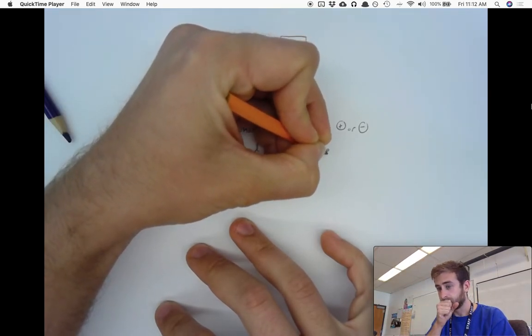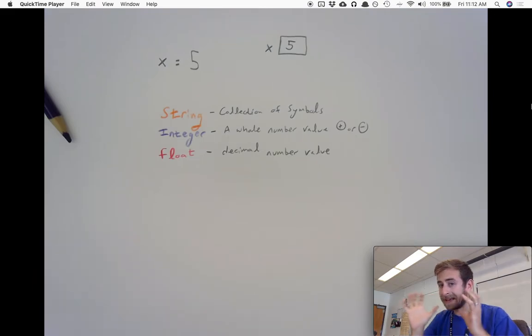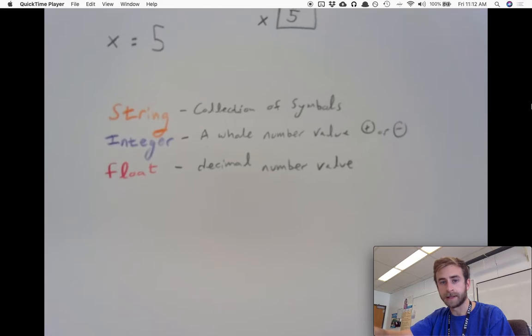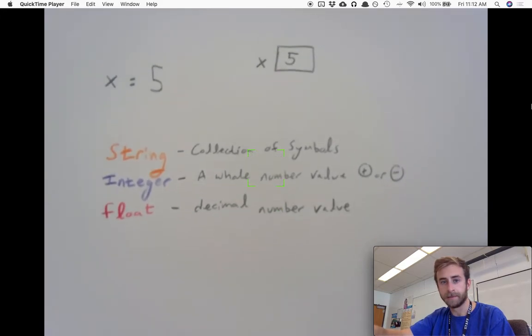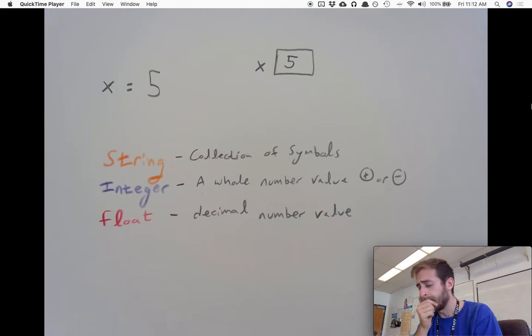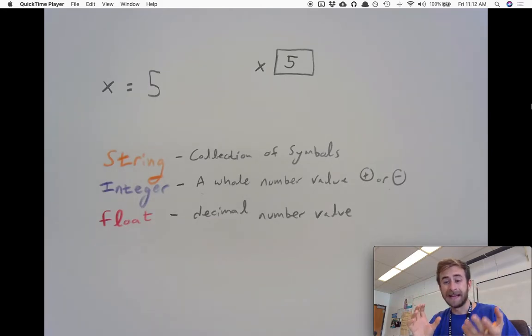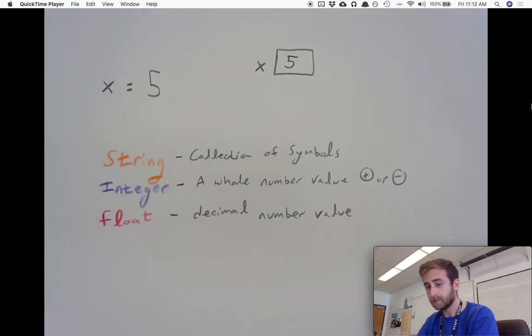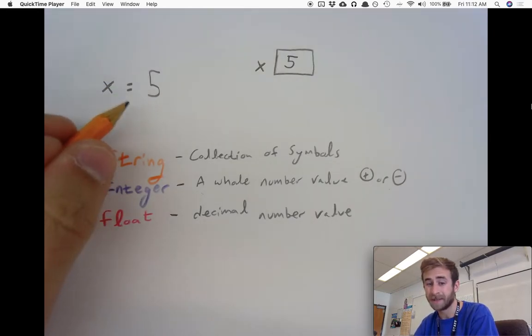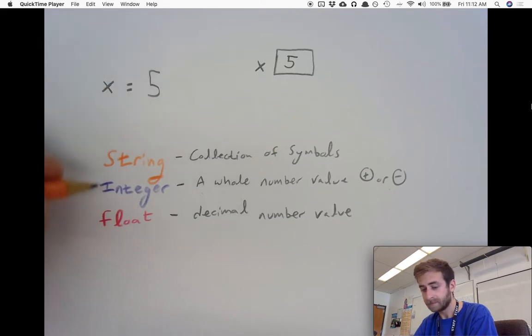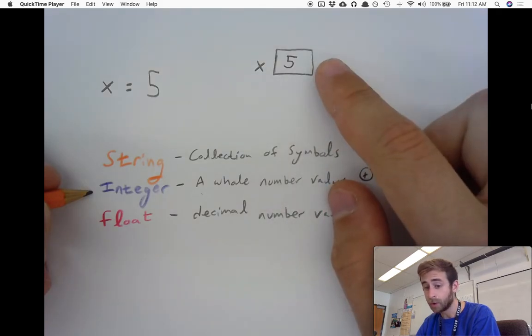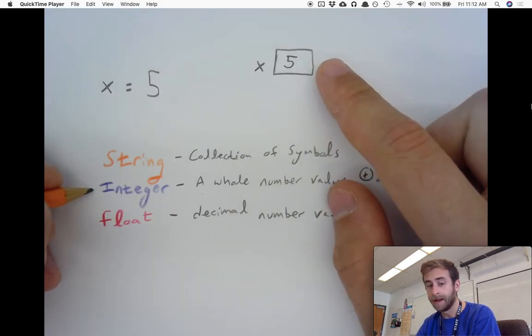Now, the thing that can be a little bit confusing about these different data types, string, integer, and float, is that you can store the same thing as different types. So this number 5 here, if this is how I typed it into Python, it is going to hold this as an integer by default. But you can store 5 as a string or as an integer or as a float.